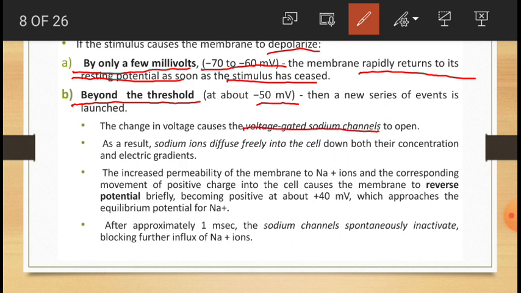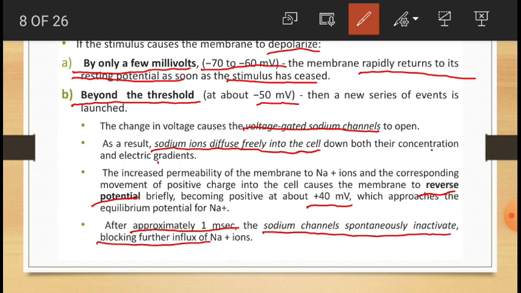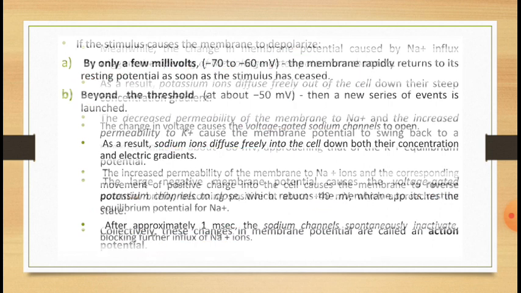Voltage gated sodium channels open. As a result, sodium ions freely diffuse into the cell because of the concentration and electric gradient. This causes the potential to reverse for a brief time, and the equilibrium for sodium ions, namely plus 40 millivolt, is reached. And when this happens, after 1 millisecond, the sodium channels spontaneously inactivate, and this blocks further influx of sodium ions.